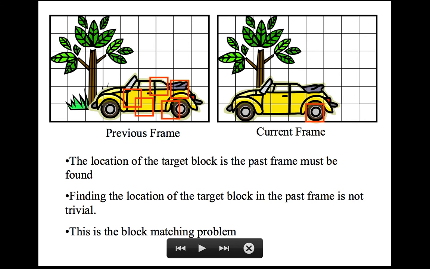But the question is where is it? So the location of the target block in the past frame must be found. And finding that is not trivial. We call that the block matching problem.